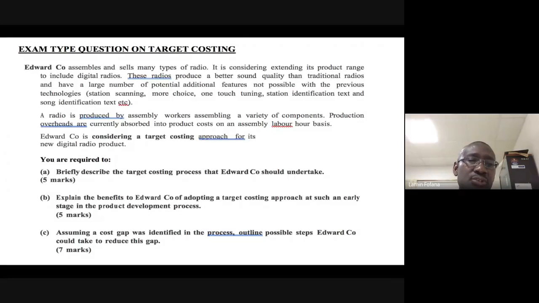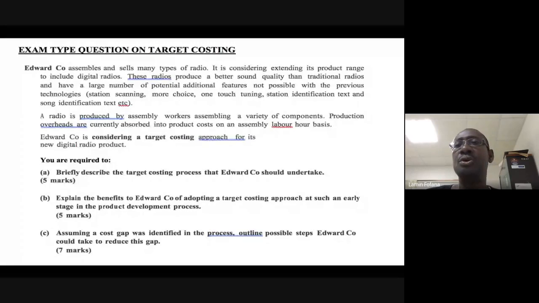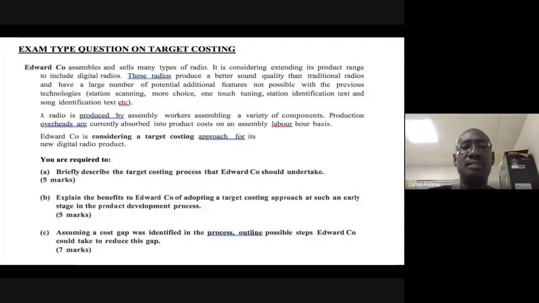Okay, then you go to part B. Part B says: explain the benefits to Edwards Company of adopting a target costing approach. So what we're going to do is discuss B and C, and then we stop there. Obviously, this is a very important question, so I don't want the other people who are going to have the 5 o'clock class to miss it. Even though they can watch it on the video, it won't be fair to them.